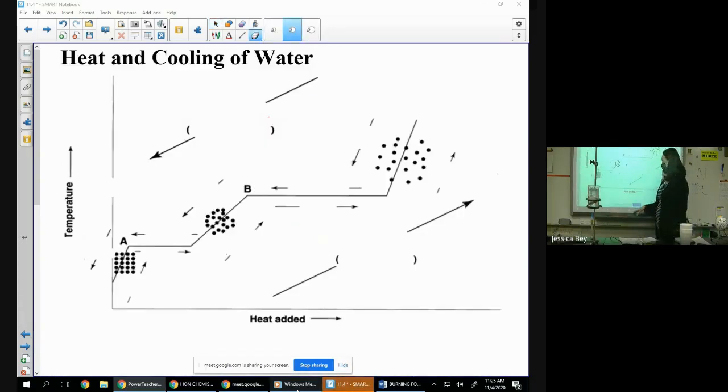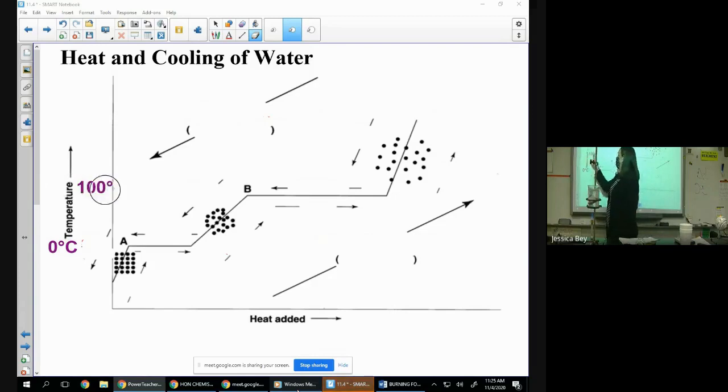The two numbers that are very, very important are 0 degrees Celsius and 100 degrees Celsius. If you have flat lines at anything other than 0 and 100, you are not water, okay? But you will have this type of graph for every substance. Every substance has a boiling point. Every substance has a melting point. It's just some of them are really, really high or really, really low. Okay, but this is water.